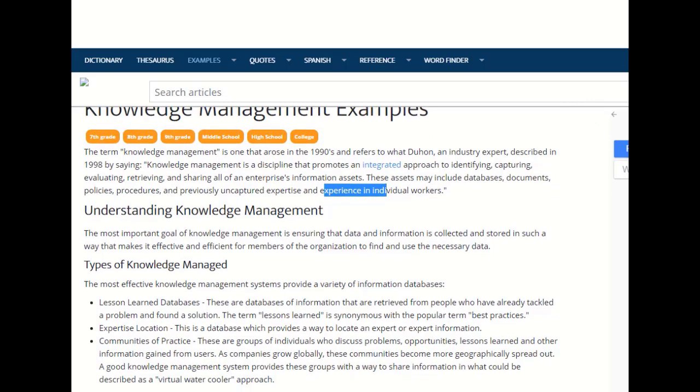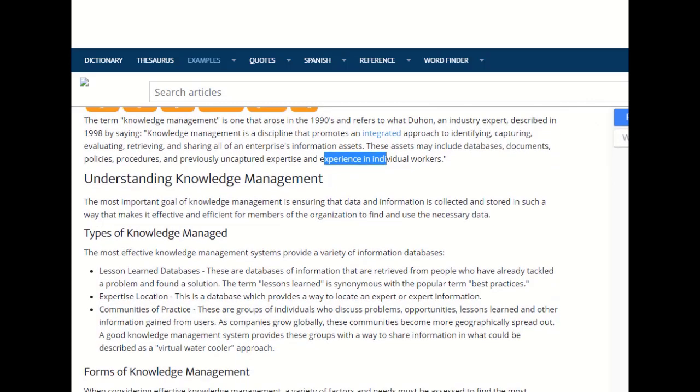That's why you have a video here to be uploaded in the environment. And understanding knowledge management, stated here, the most important goal of knowledge management is ensuring that data and information is collected and stored in such a way that makes it effective and efficient for members of the organization to find and use the necessary data.